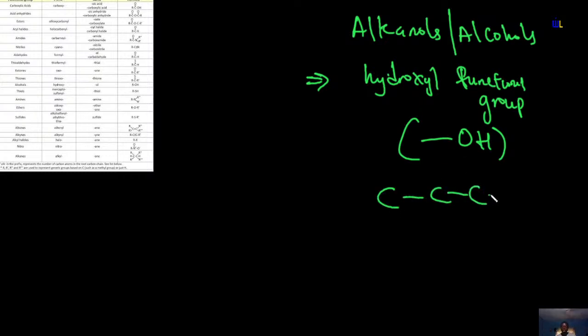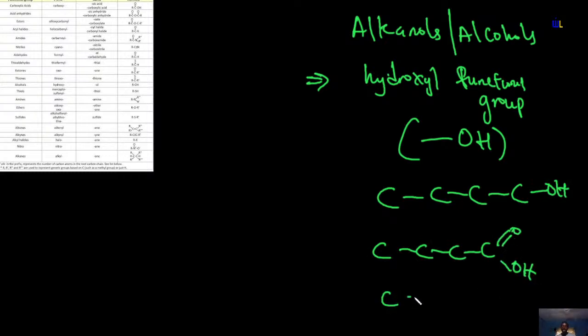If I have C, C, C, C, C with OH attached, and C, C, C, C with O and OH attached, and C, C, C, C with O double bond O attached, and then H here. Now, if you look at these diagrams, A, B, and C, automatically A is the alkanol. How do I know? Because the hydroxyl group is directly attached to a carbon atom, and this carbon atom does not have any other functional group attached to it. So automatically this A is the alkanol.